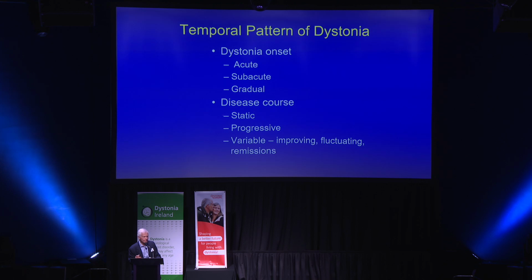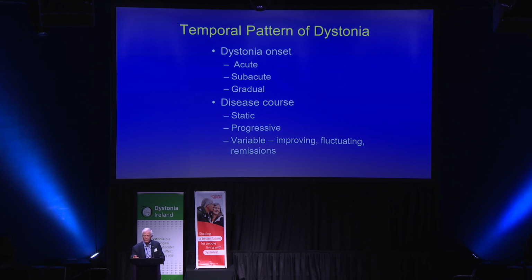The temporal pattern. We wanted to define how did the dystonia begin, suddenly and acutely, subacutely over weeks to months, or very, very gradual over months to years. And what is the course? Do you get it and then it stays the same? Is it static? Is it progressing? Or is it varying? Is it improving, fluctuating?